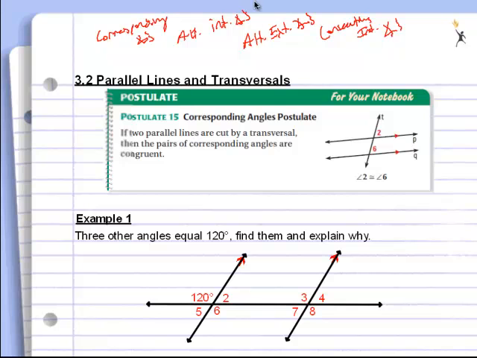Again, parallel lines are 2 lines that never intersect. A transversal is a line that intersects 2 lines. So here we have parallel lines and a transversal cutting them. You're going to get very used to this idea.